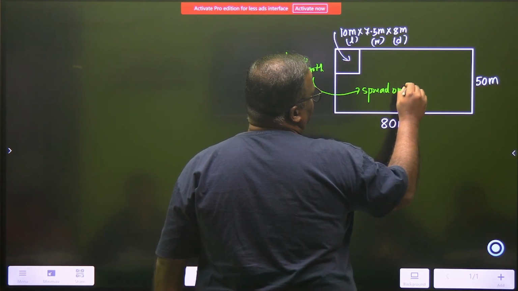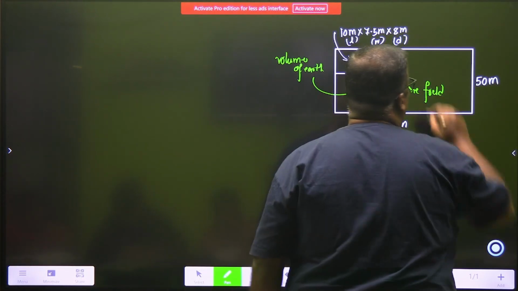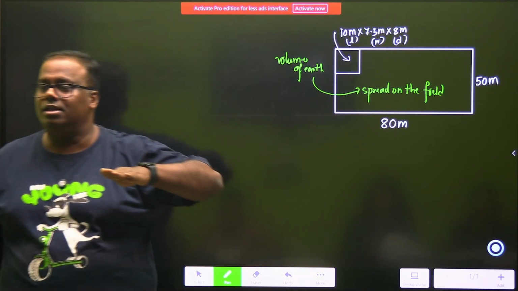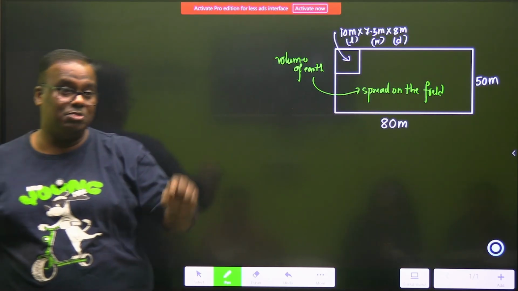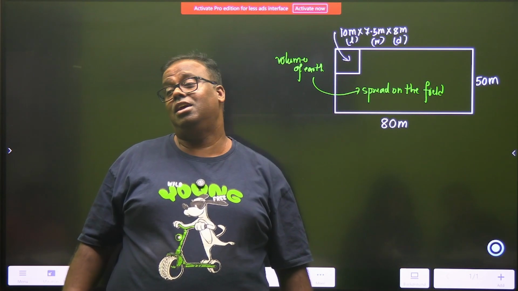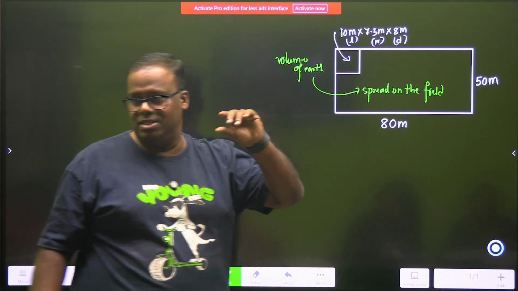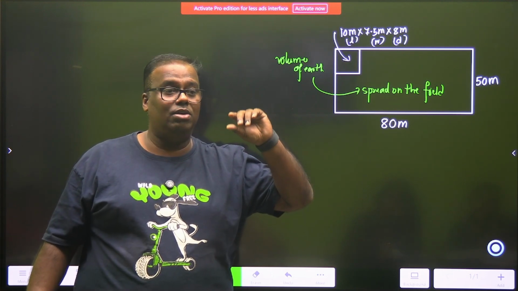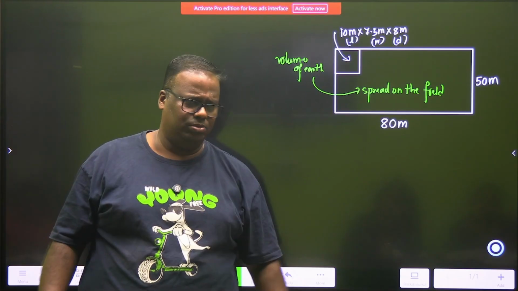Now listen to one thing. Once it is spread on the field, this will also rise up. There will be a height that it will take up. Yes or no? They must be asking you to calculate that height. Find the rise in the level of the field. Means this field will rise up. Have you understood? Are you getting the problem? The field will rise up, and that field's height we have to find out.